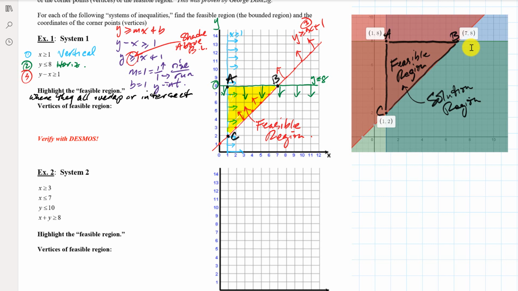So it says write down the vertices of the region. Well, the first one, A, is 1, 8. The second one at B is at 7, 8. And then the third one, C, is at 1, 2. The way you label them, A, B, and C, doesn't matter. The only thing that matters is the coordinates. I just use A, B, and C so we can talk about them. So we have 3 corner points or 3 possible solutions.